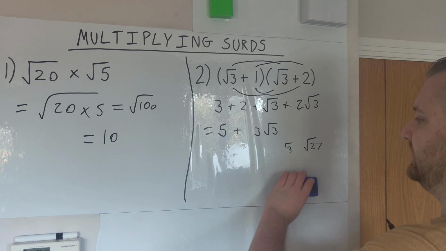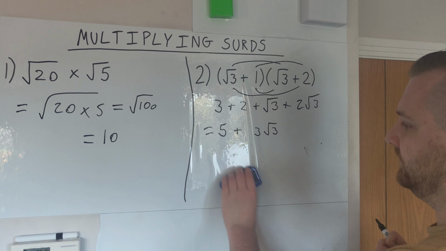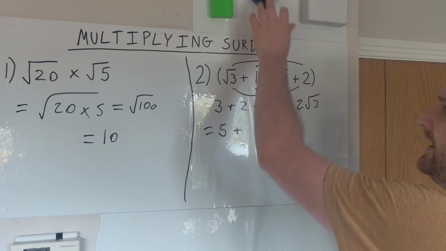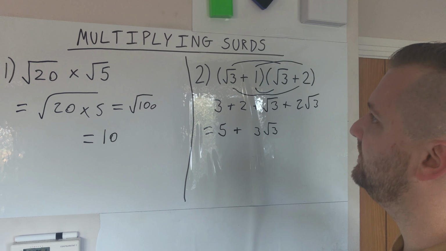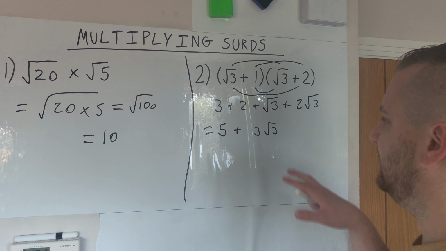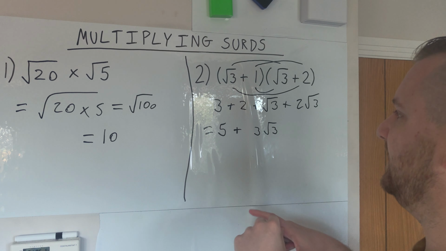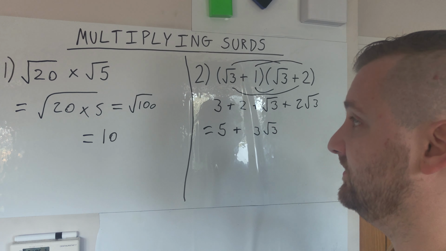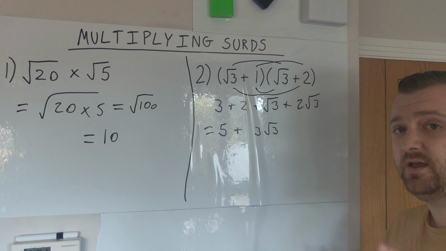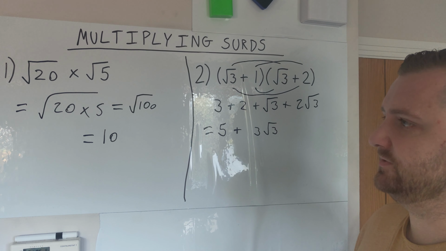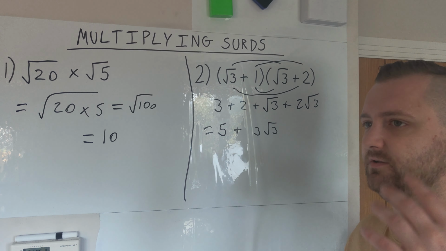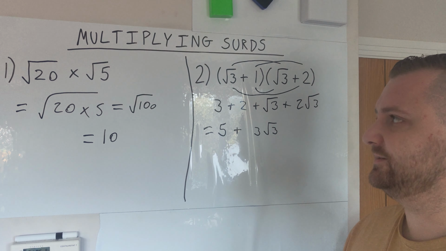You basically just try to simplify as much as you can, or they might ask you what format they want the answer in. But that's effectively how you multiply surds, and you can manipulate them by changing the format a bit if you want to simplify them. But that's pretty much how you do it. There are also similar rules for dividing and adding, but that's a whole other video.